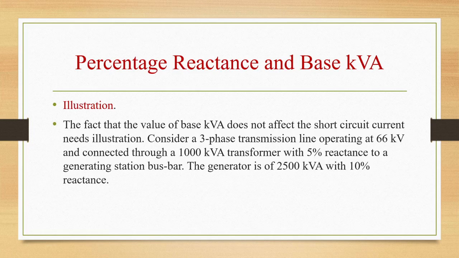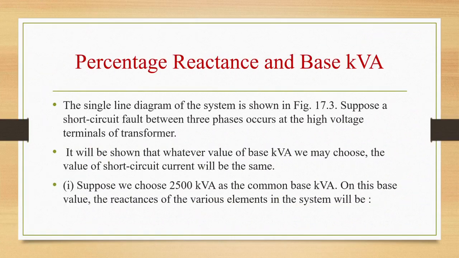It needs illustration. Let us consider a three-phase transmission line operating at 66 kV and connected through a 1000 kVA transformer with 5% reactance to a generating station busbar. Generator is of 2500 kVA with 10% reactance. So we have seen the single line diagram of the system. Suppose that a short circuit fault between three phases occurs at the high voltage terminals of the transformer.